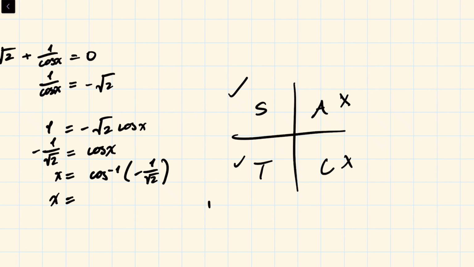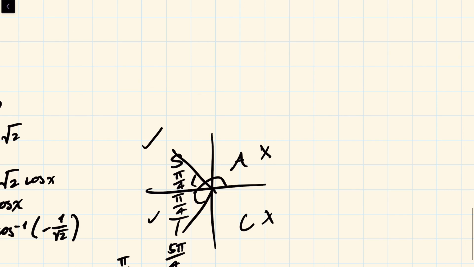Pi over 4. Right? So that'll be here and here. Pi over 4 and pi over 4. Okay? That one is 5 pi over 4 here. Suppose I write it down there, 5 pi over 4. And then up here is 3 pi over 4.